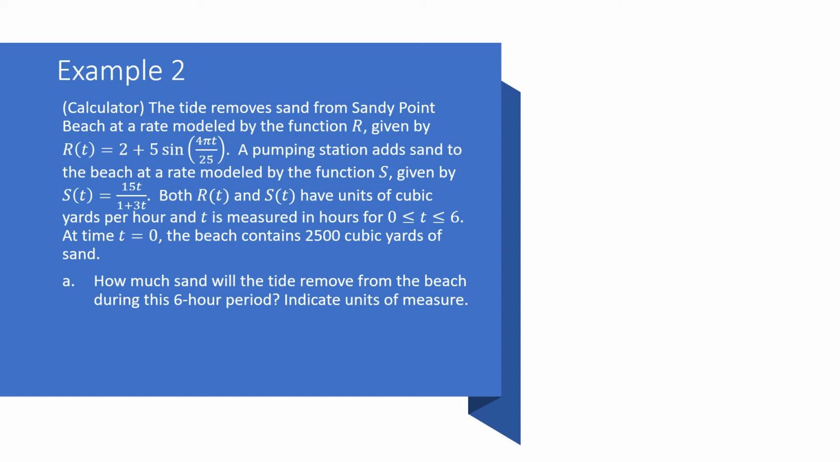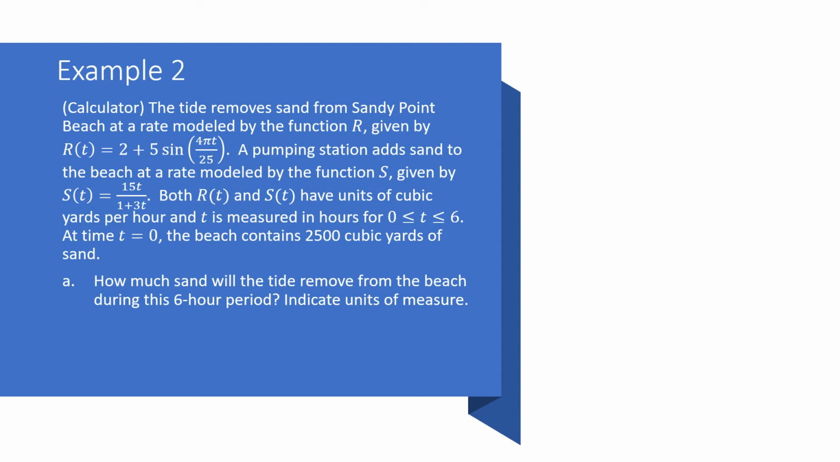All right, so example 2 is very similar to example 1, where we're looking at how much something's adding on versus how much something's being subtracted. So in example 2, it says the tide moves sand from Sandy Point Beach at a rate modeled by the function r given by r of t equals 2 plus 5 sine of 4 pi t over 25. A pumping station adds sand to the beach at a rate modeled by the function s given by s of t equals 15t over 1 plus 3t. Both r of t and s of t have units of cubic yards per hour, and t is measured in hours from 0 to 6 hours. At time t equals 0, the beach contains 2,500 cubic yards of sand.